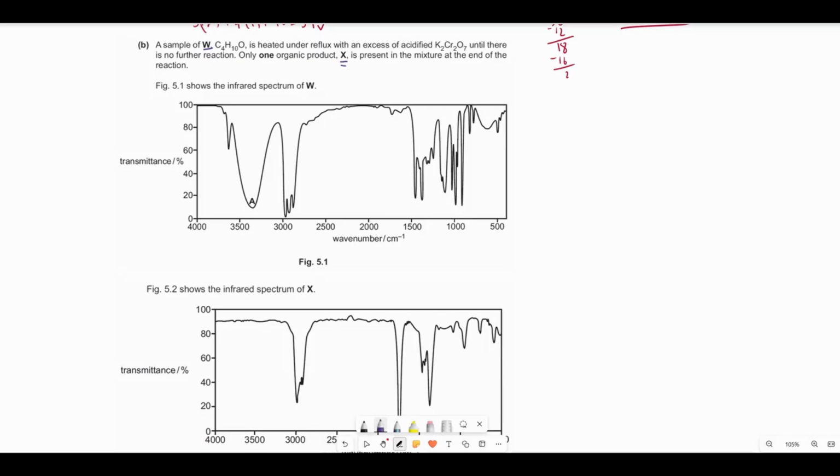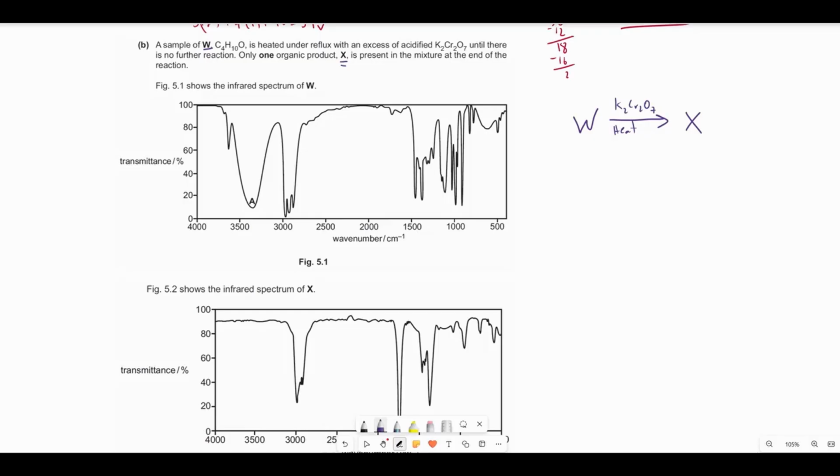It's not just about the spectra anymore. We do have information. We do want to write it down. I would highly suggest that here on the side of the test, you do write things like, for example, W, when it reacts with K2Cr2O7, potassium dichromate, and heat or reflux, is going to give us X, right? Because this is going to help you. If you remember that this is an oxidizing agent, you would know that this is an oxidation reaction.